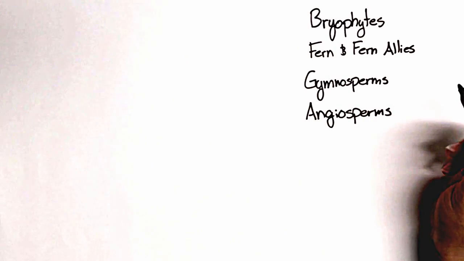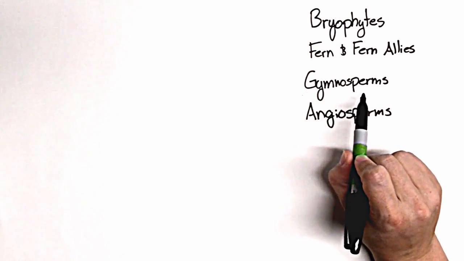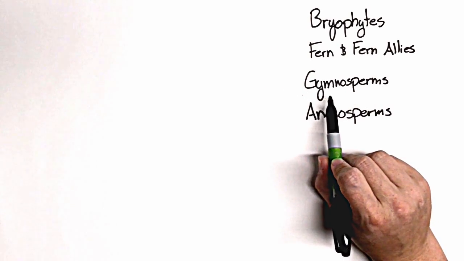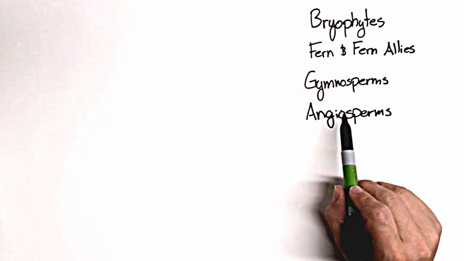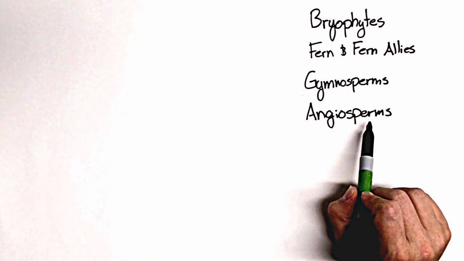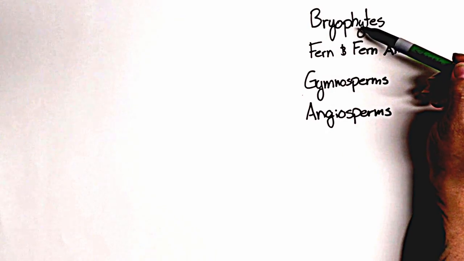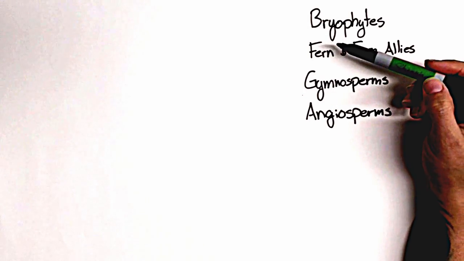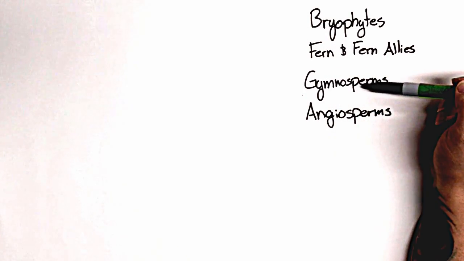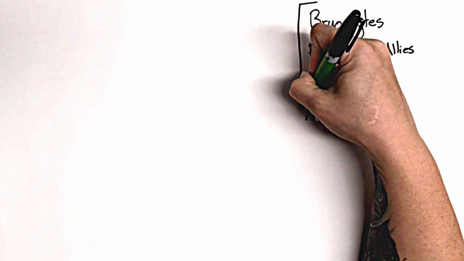So a couple of quick things. Once again, gymno means naked, sperm means seed, so gymnosperms are the naked seeded plants. Angiosperms, angio is covering, so that means the covered plants, okay? And so we're looking at bryophytes are non-vascular plants, ferns and gymnosperms and angiosperms are vascular, and then the seed plants are the gymnosperms and the angiosperms. So see that taxonomy video for more details.